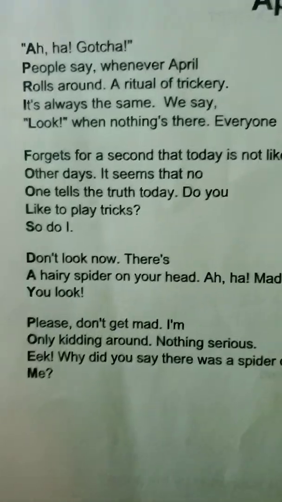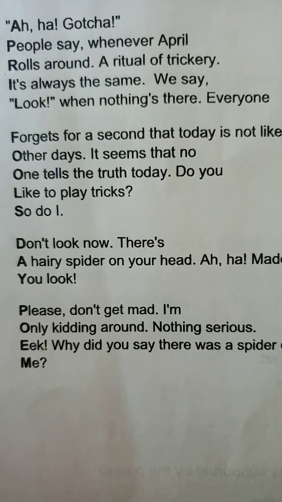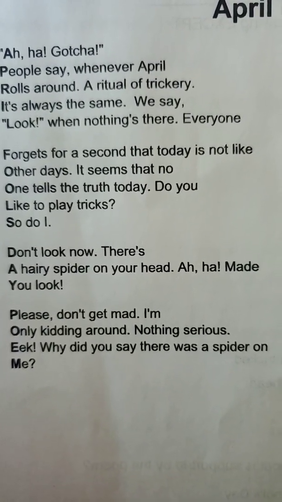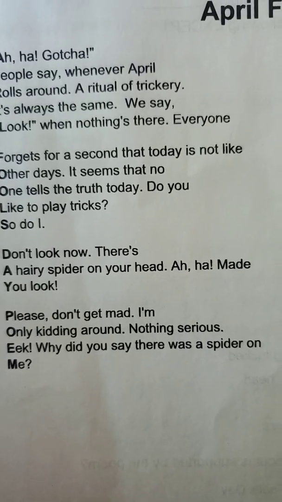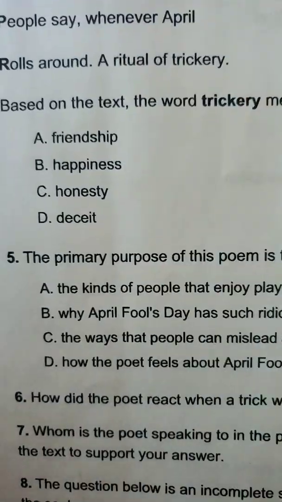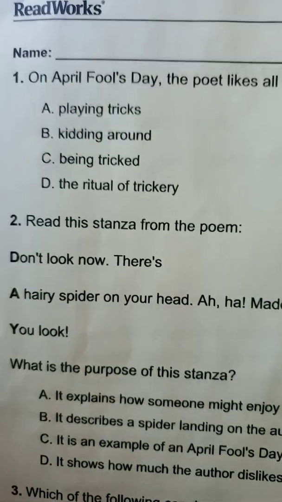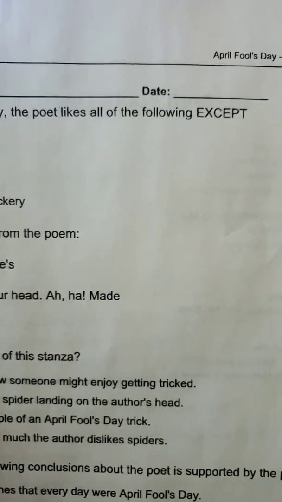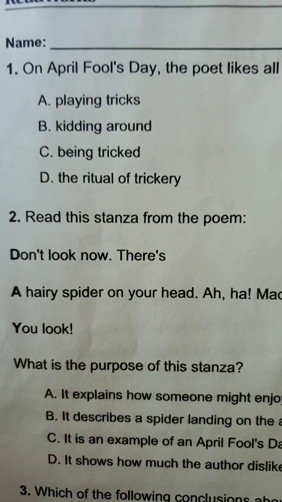When we go back and look at stanza 4, he says, Eek! Why did you say there was a spider on me? That tells me that the speaker really did not enjoy a trick being played on him. So our answer to number 1 is C. The poet likes all the following except being tricked.